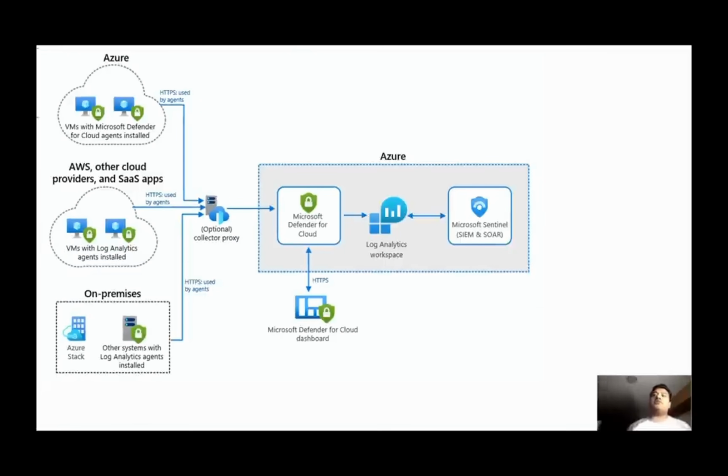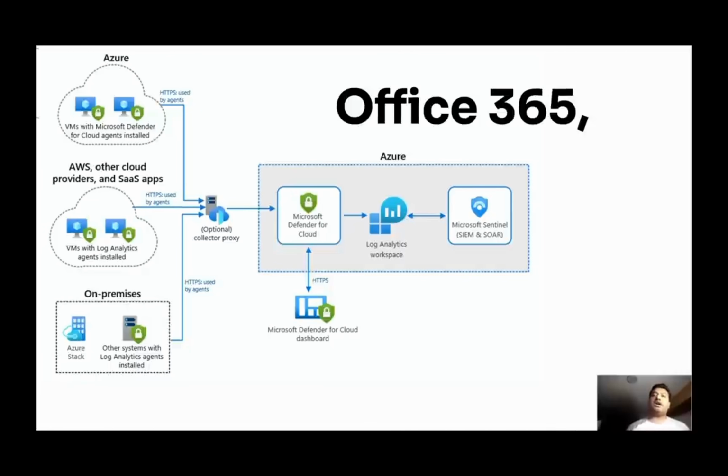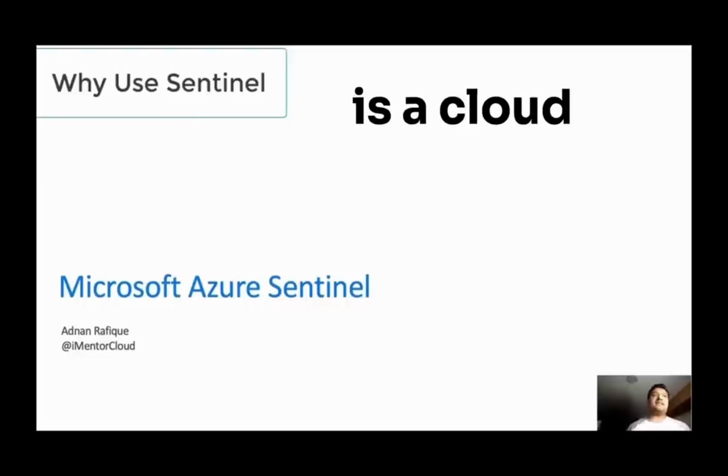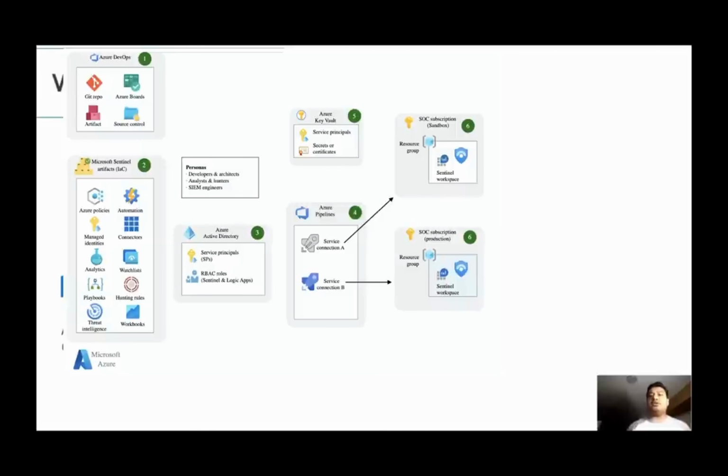That's why, if you have an Azure subscription, if you're running your digital workplace using Microsoft Office 365, and even if you have on-premises applications, basically it is a cloud native security information and event manager, which is a SIEM. It's a SIEM platform, and it uses built-in AI, which can help you analyze large volumes of data across your enterprise, not just 365, and which is fast and saves money and costs.